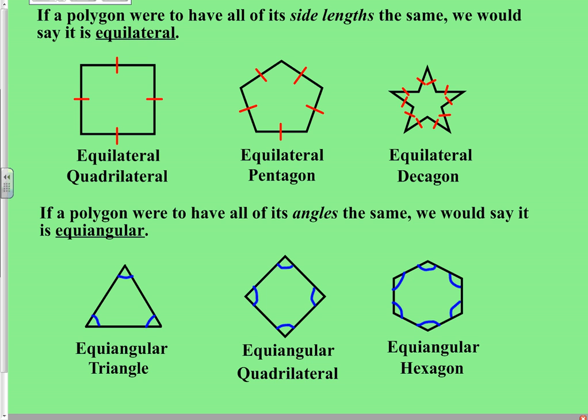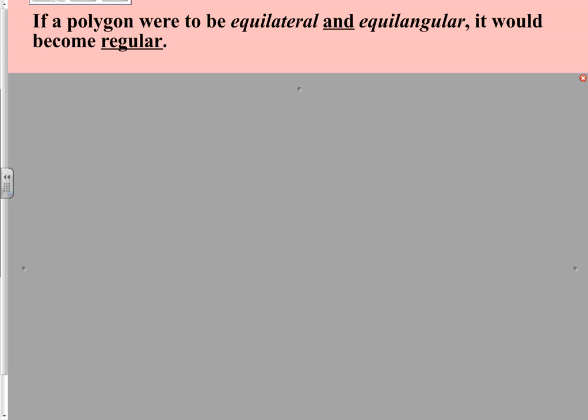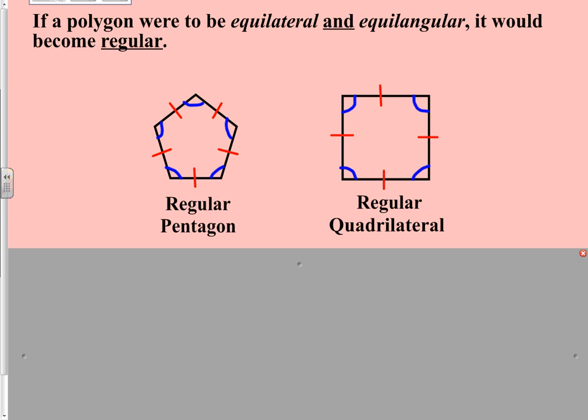But there is one new definition. We've talked about equilateral and we've talked about equiangular, but something special happens when you are equilateral and equiangular at the same time. If a polygon were to be equilateral and equiangular at the same time, the word we use for that is regular. A regular polygon. So in these cases, we would have a regular polygon because all the sides are the same and all the angles are the same at the same time. Same thing for the regular quadrilateral over on the right side.